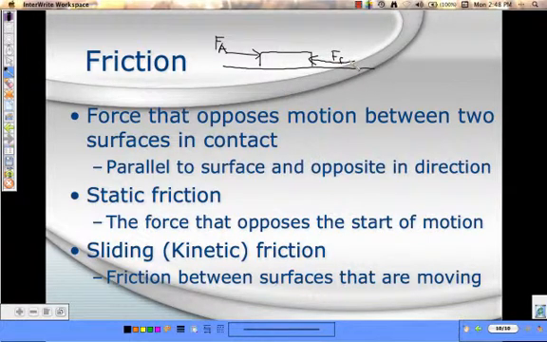Now, in the next chapter, I can't remember if it's this chapter, the next chapter, or two chapters away, we're going to have inclined planes like this, and if you have an applied force in this direction, our force of friction, again, is going to be parallel to this surface, so we'd have the force of friction in that direction. So it's not always horizontal, it's always parallel to the surface.